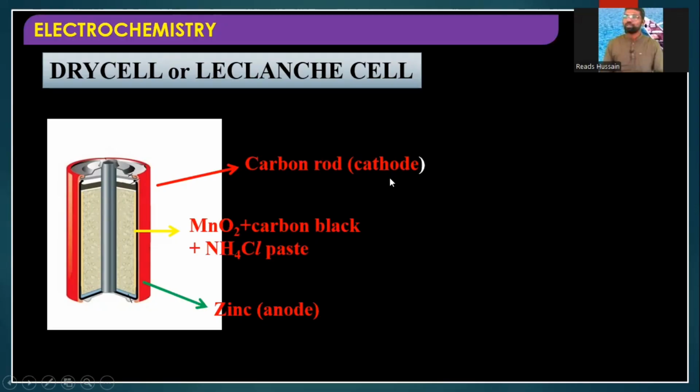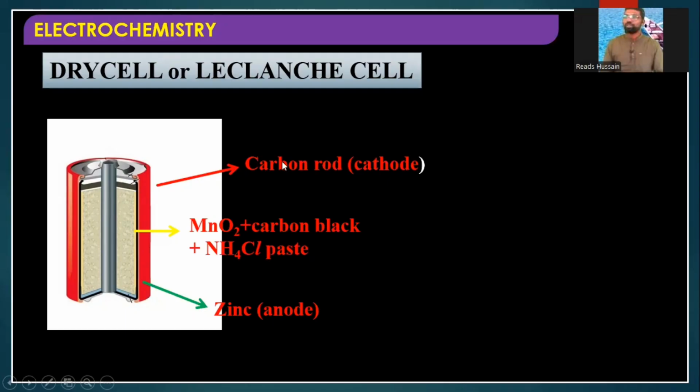This black carbon rod is nothing but the cathode. The container, the body of the container, is a zinc sheet. The zinc sheet itself acts as the anode, and in the middle of the battery you can find a carbon rod which acts as the cathode.